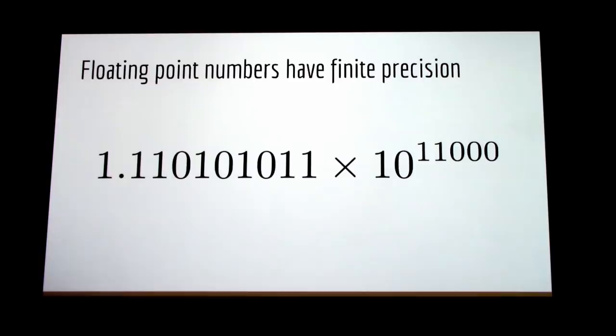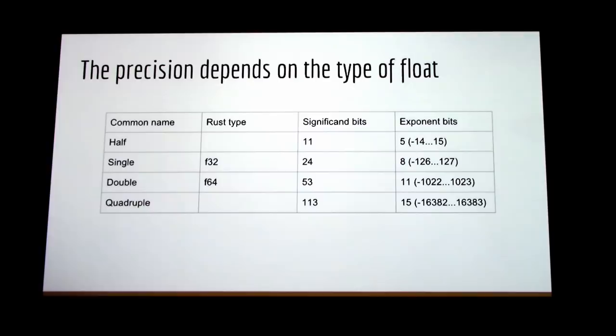How much precision do we have? That depends on the type of the floating point value and what standard you're using. Rust uses IEEE 754, which is the most common standard these days. Technically, it also supports decimal floating point numbers. I don't know of anywhere that actually uses that. Rust has two floating point types, F32 and F64. There's a chance that one day we'll also get F16 and F128.